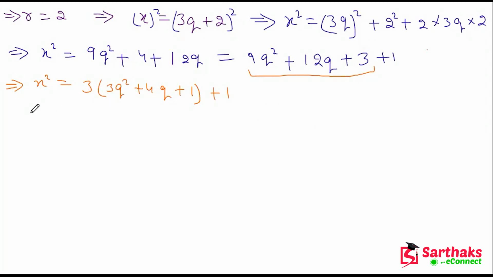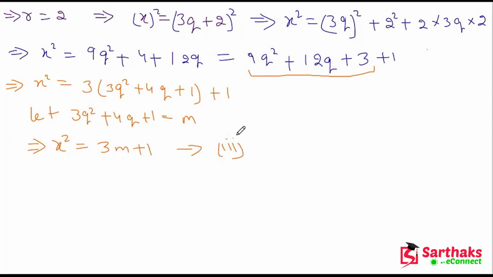Okay, so now let 3q square plus 4q plus 1 be equal to m. Now our x square becomes 3(m) plus 1. This is our equation third.